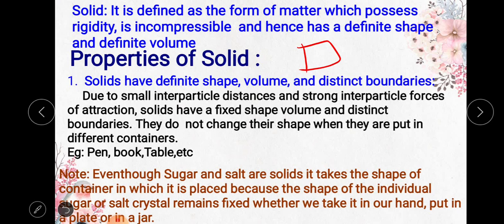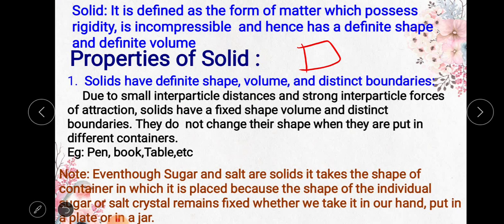See here, for example, a stone, a wooden box, or any object, pen, notebook, pencil, whatever you take, will it change its shape when you keep it in different containers? No, we have not seen that. Pen, book, table, if you keep it in one room or another room, it will not change shape because it already has a fixed shape, a fixed volume, and distinct boundaries. That is the first property.